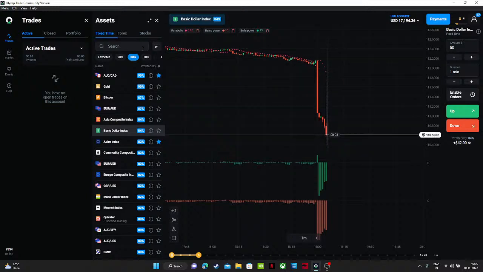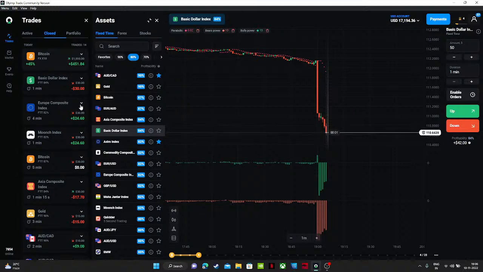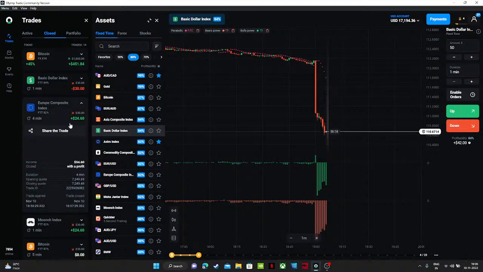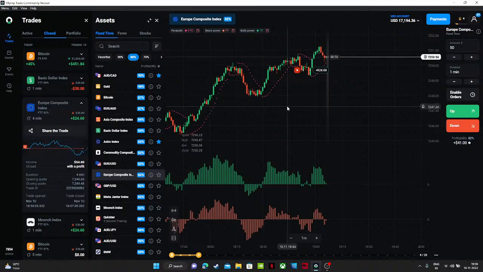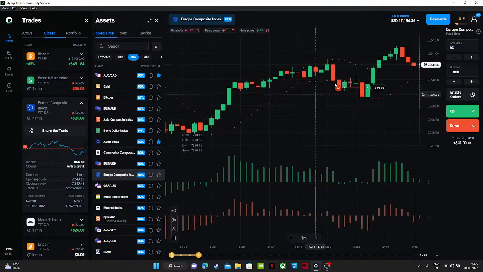Muhammad Iftikhar, we need to take the entry whenever the parabolic dot is shifting. Let me show you with the help of our entries today. Whenever the parabolic dot is shifting, and along with the shift, the bear's power and bull's power should also be on the same side of the zero line. If the parabolic is on the top of the candle, the bull's power and bear's power should be below the zero line, then we can make a downside trade.